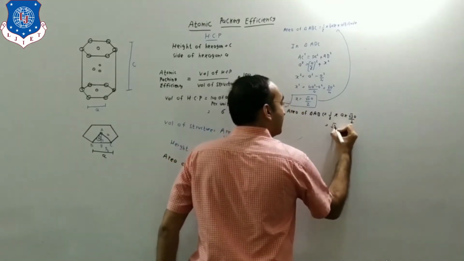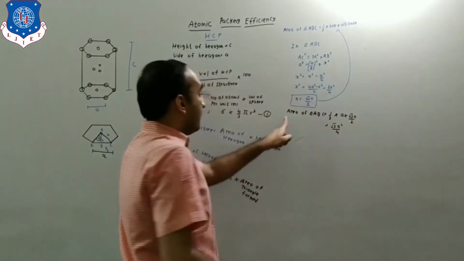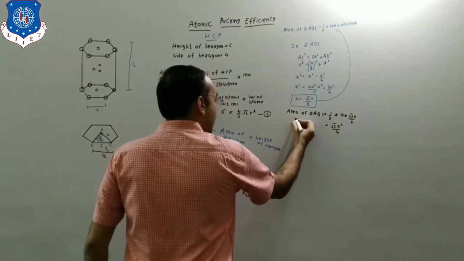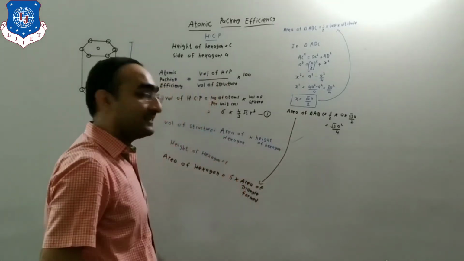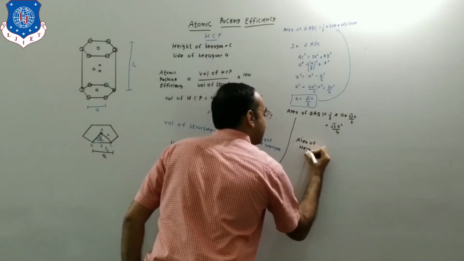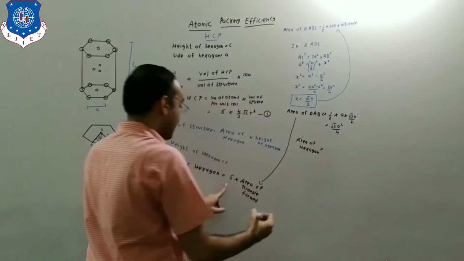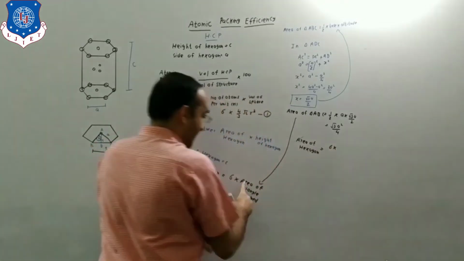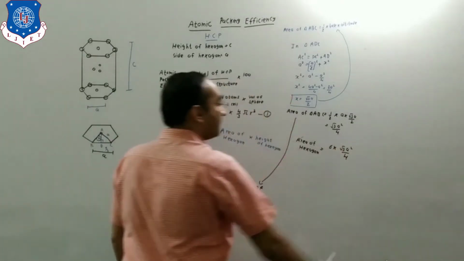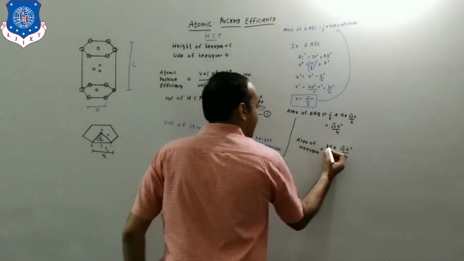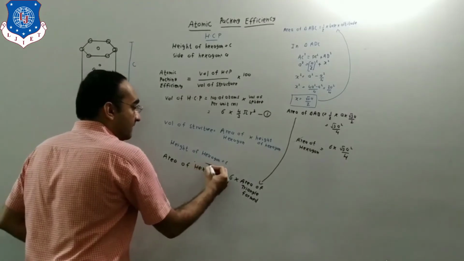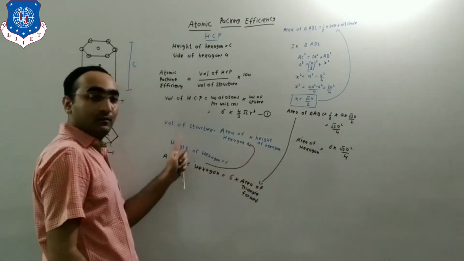So it will become root 3 a square by 4. What is this? Area of triangle ABC. Now this area of triangle ABC we will be putting in our area of hexagon. So now area of hexagon will be equal to 6 multiplied by area of triangle formed, that is root 3 a square by 4. Let us put it as it is. So area of hexagon we have found out. Now this thing we will be placing in this equation.